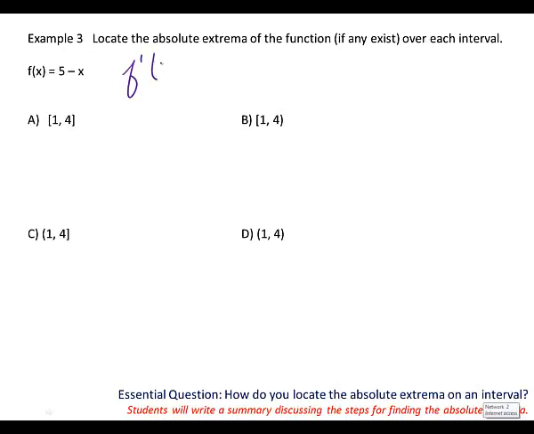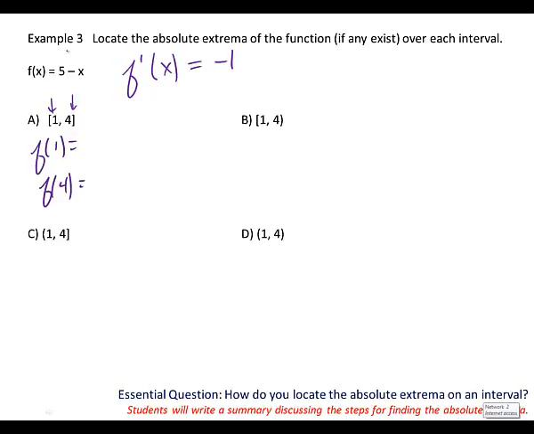So when I take the derivative of f of x, what do we get? -1. Is the derivative in any of the intervals? No. So I'm not even worried about it because it's not a critical point on the interval, okay? So we're going to go ahead and just plug in the endpoints. So this one here, both endpoints are valid because it's closed. So I'm going to plug in f of 1 and f of 4.